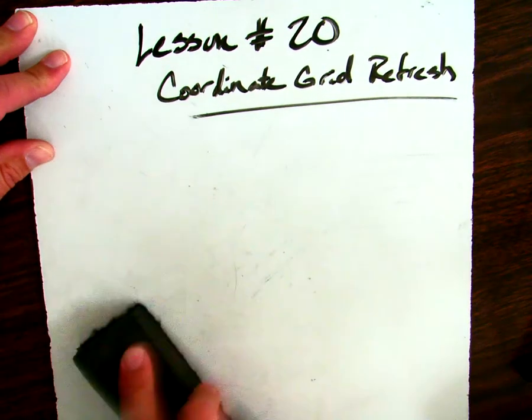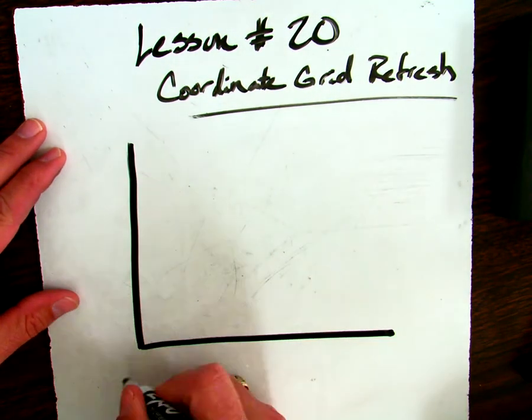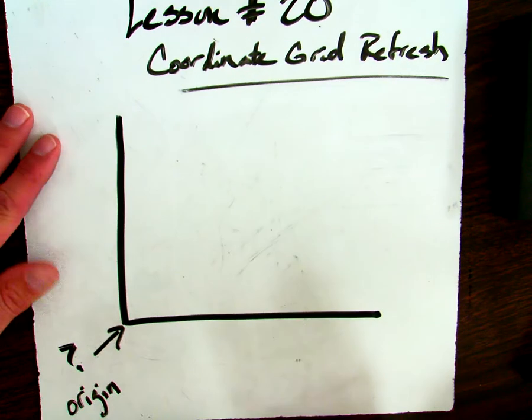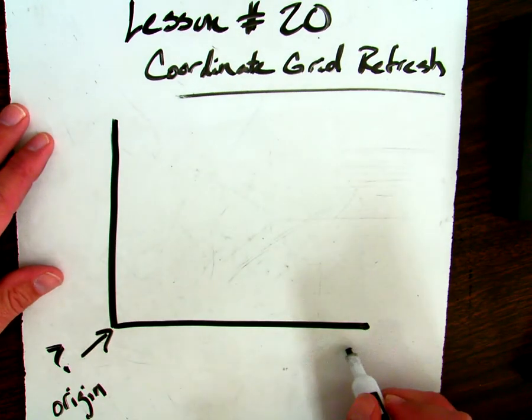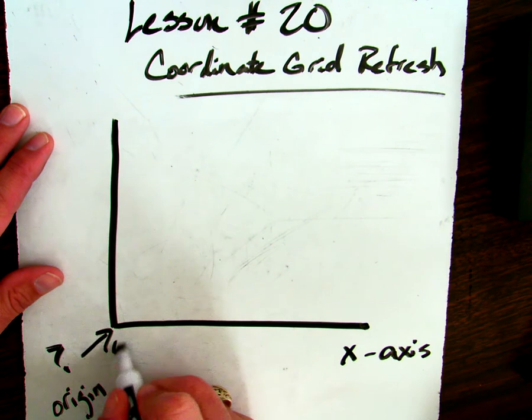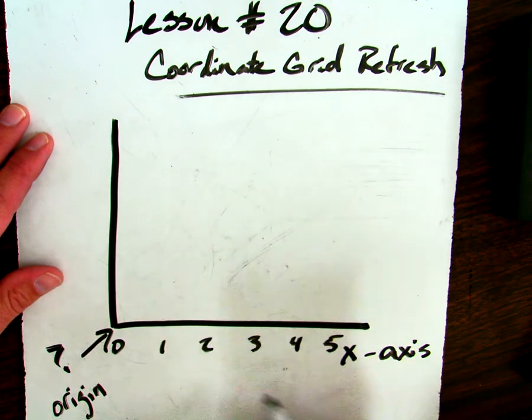So I'm going to clean this out real quick and then we'll do one last quick review. So this point here, what is it called? That's right, it's the origin. And the axis along the bottom, that is our x-axis. We'll start out with 0, 1, 2, 3, 4, 5. We are going to call this one time in seconds.